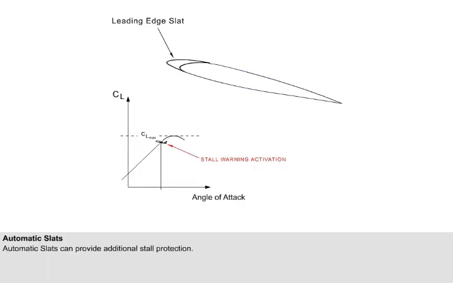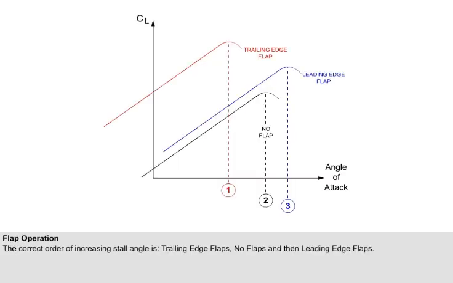Some jet transport aircraft have an automatic system that will fully extend the slats for stall protection. If the aircraft approaches the stall angle too closely, the automatic slat system will extend the slats to the fully open position. This illustration shows the order of increasing stall angle for flaps. The configuration that gives the lowest stall angle is trailing edge flaps. The next higher stall angle is no flaps, and the highest stall angle is leading edge flaps. This is not an operational consideration, but the examiners might ask you.